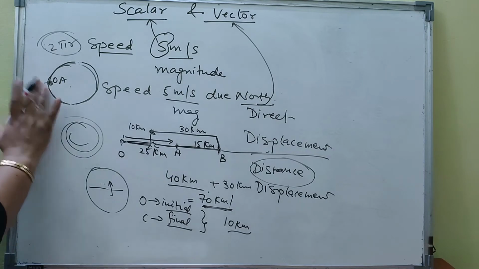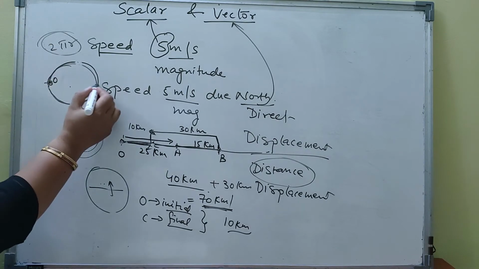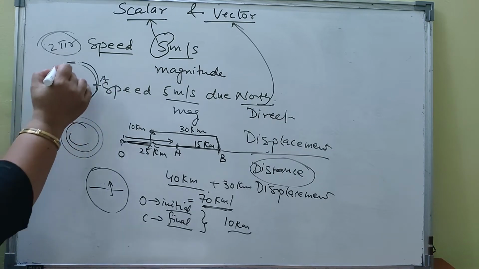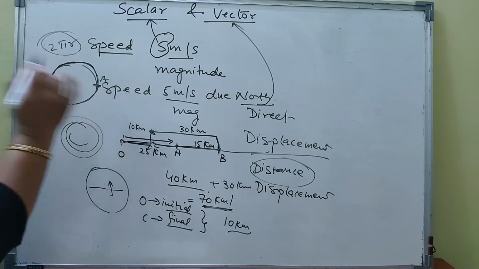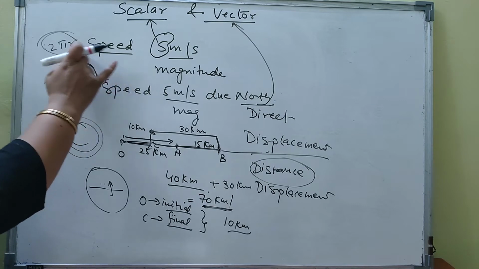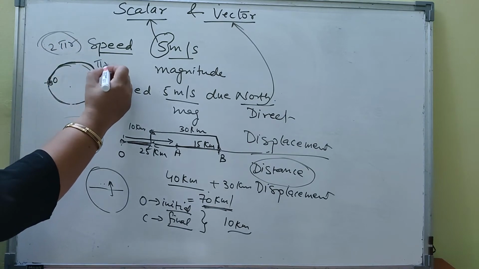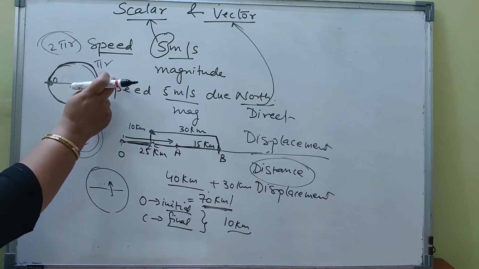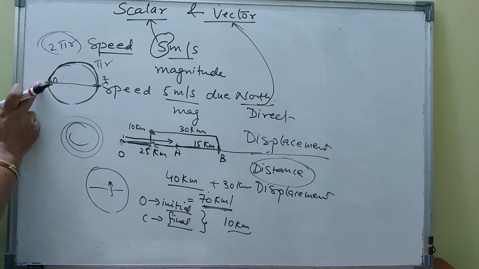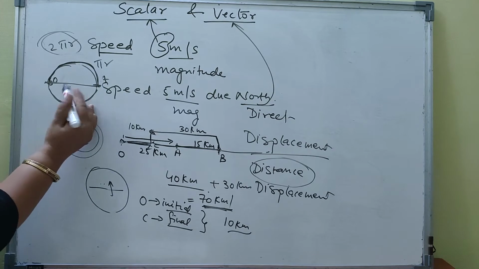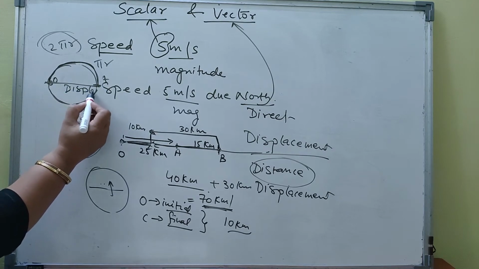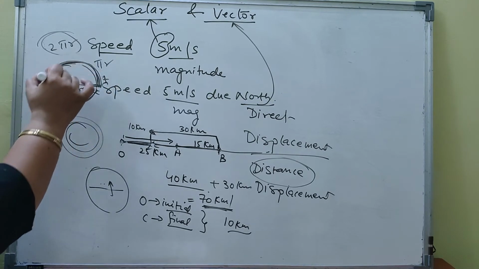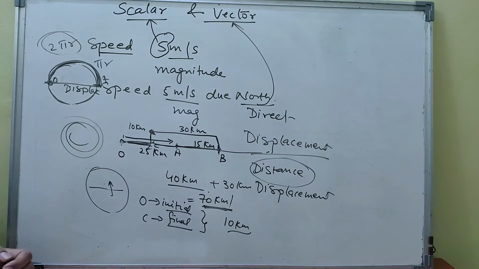In the same case, if this is my final position, I took half a turn and I stop here, then my distance covered is this much, that is pi r. And the displacement is the shortest distance between the final position and the initial position, that is this much. This is my displacement. And this is the distance covered. So, the distance covered and the displacement are two different things. Okay.